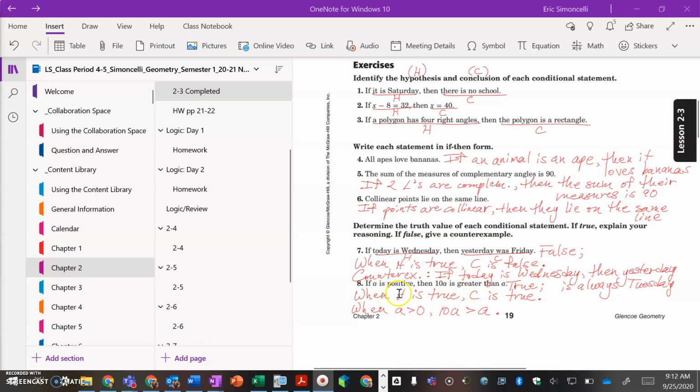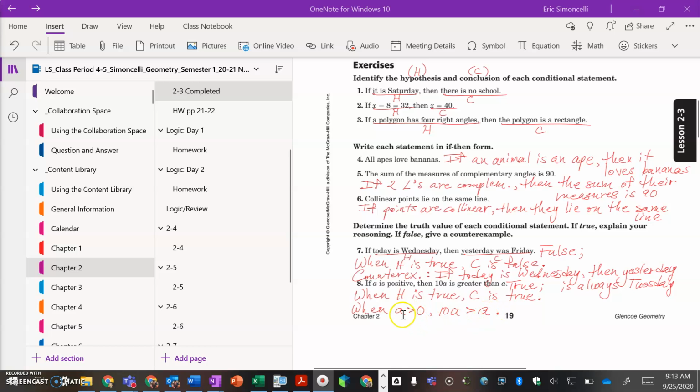Number 8, if A is positive, then 10A is greater than A. Okay, so I'm saying that it's true, but why? Well, when the hypothesis is true, the conclusion is true, of course, but here's something to consider. When A is greater than 0, or when A is positive, in other words, quite literally any positive number you can imagine, if you multiply it times 10, it's always going to be bigger than the positive number when you don't multiply it times 10.